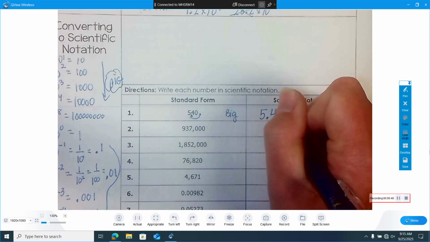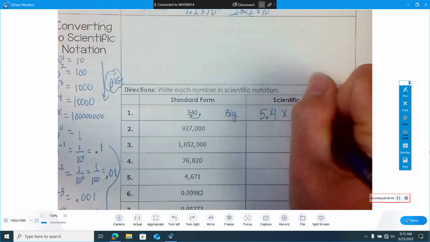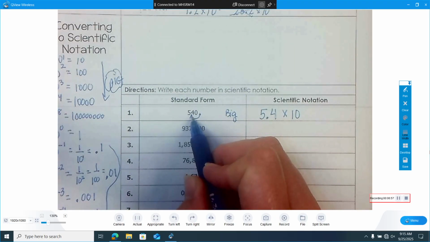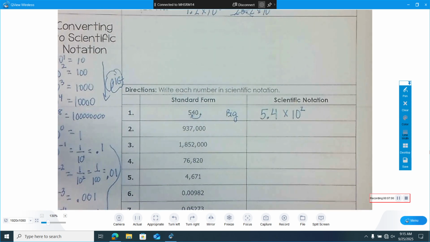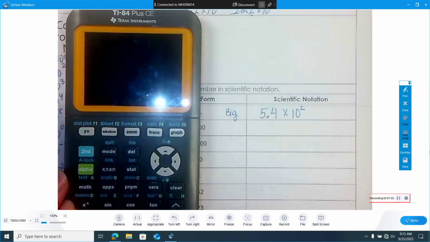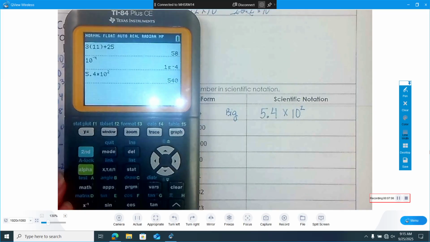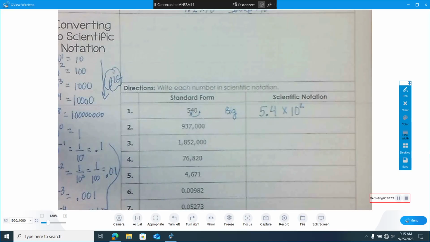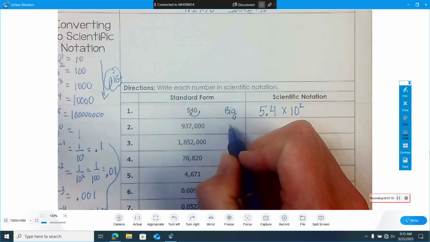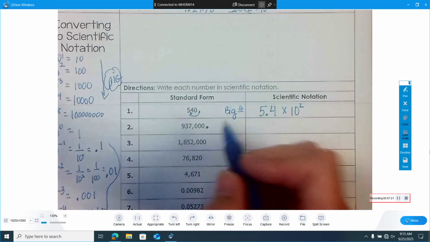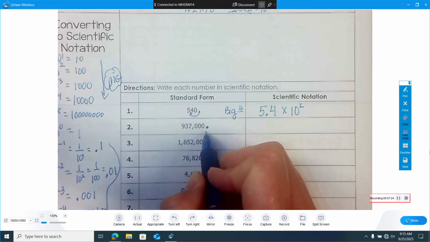So 5.4 times 10 to how many exponents? How many places did we move that? Yeah, we moved 2 spots. All right, let's see if I can check it on my calculator. 5.4 times 10 to the second. Hey, look at that. Can you check your answers? Absolutely. Good idea, especially if you're unsure. All right. Again, we have another very big number here. And my decimal is way over here on the right side. And I need to move my decimal. Where does it need to go?